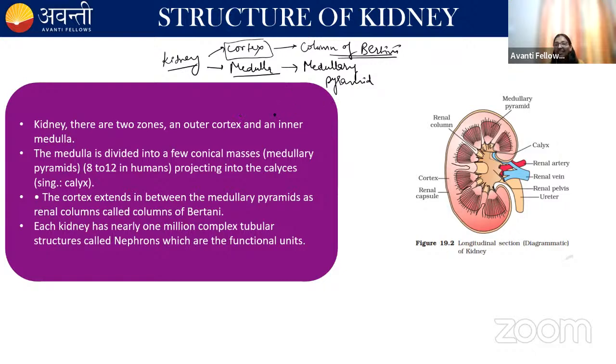And the functional unit of the kidney is the nephron. Please remember this. The functional unit of the kidney is the nephron, and the nephron consists of two parts. One is the glomerulus, and the second is the renal tubule. Glomerulus is the tuft of blood capillaries.